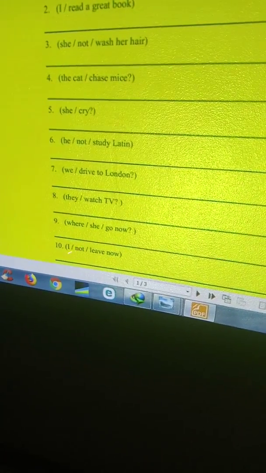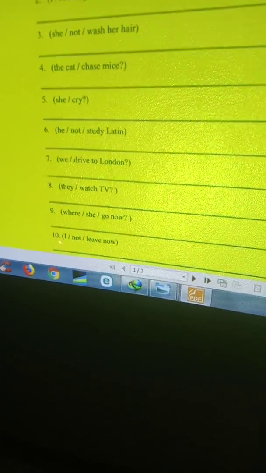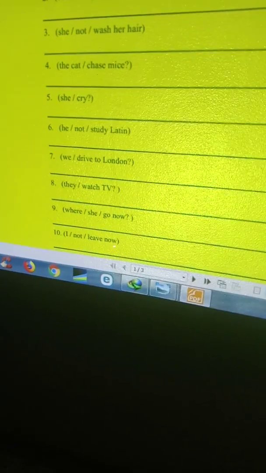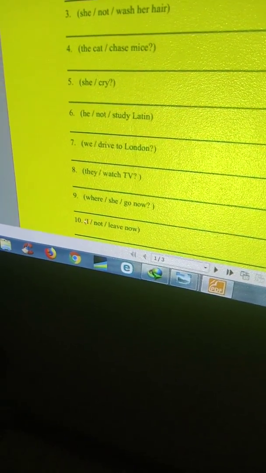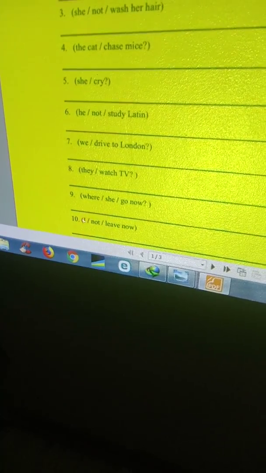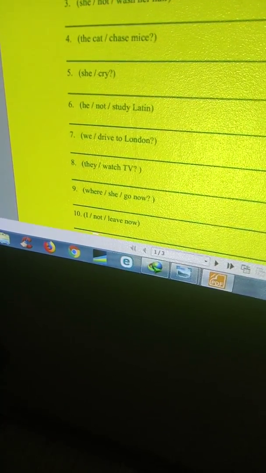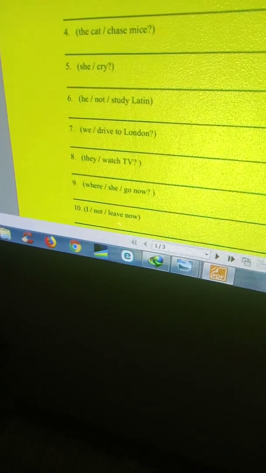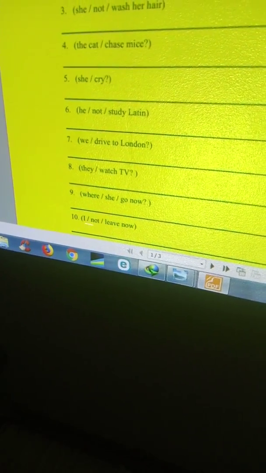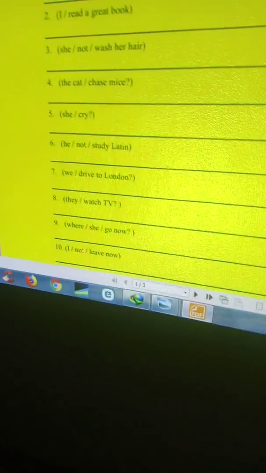Okay, look at sentence number 10. We have "I not leave now." So what are we going to say? So we start with the personal pronoun. "I am not leaving now." So this sentence is in the negative form.